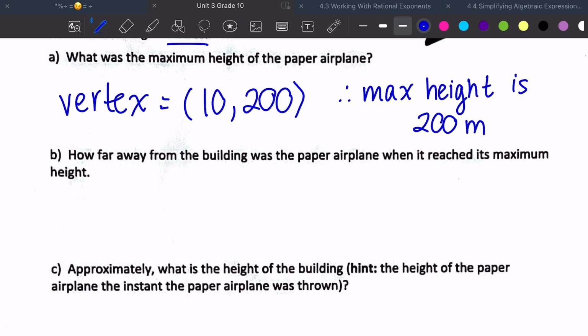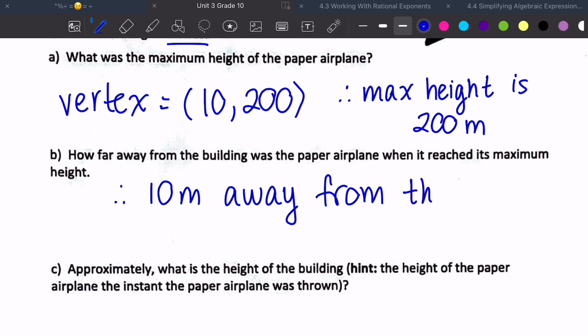What's the x value of the vertex, people? 10, right? It says it was 10 meters away from the building. You don't have to show any work for this other than if you want to state the vertex. There are no calculations you have to do. You're just basically dissecting the equation, right? So 10 meters away from the building.